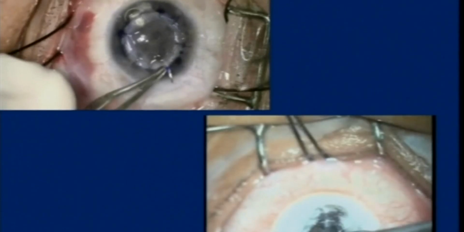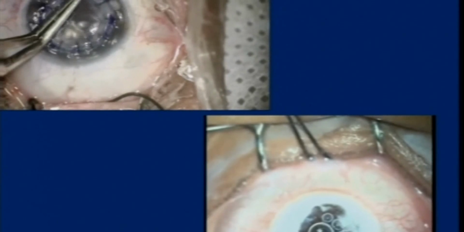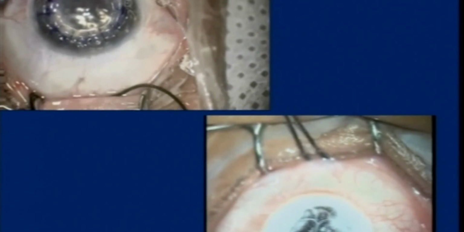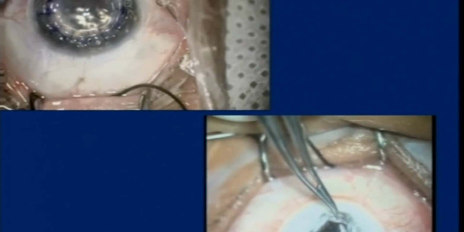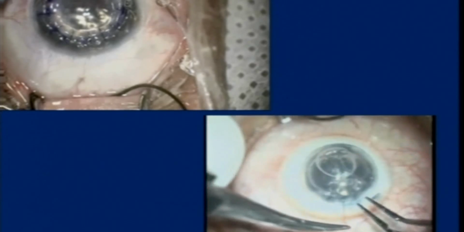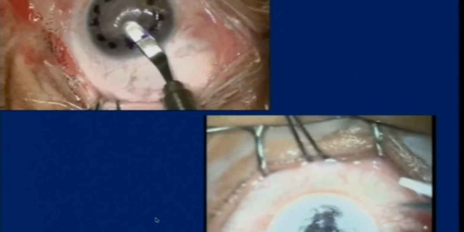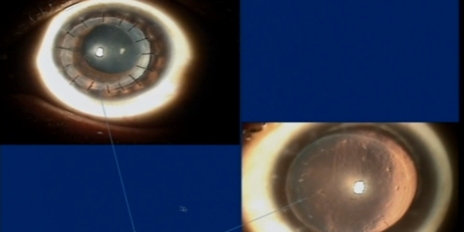This is another case wherein the perforation occurred almost at the end of my dissection, and I just changed the position of my dissection. I moved away from this tear and continued the remaining dissection, and continued with the deep anterior lamellar keratoplasty in this particular case. And this is the post-operative picture. There is a small tear here which is sealed. It has sealed very well without a scar.